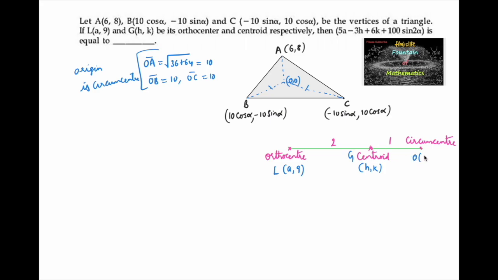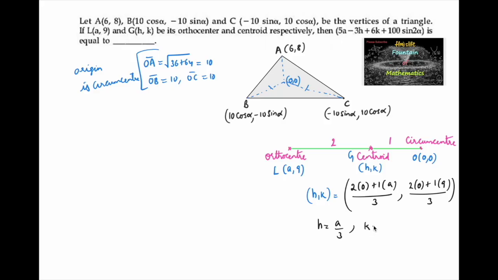So we can say the origin (0, 0) is the circumcenter, and we know that the centroid divides the orthocenter and circumcenter in the ratio 2:1. So from here we can write (h, k) is equal to (2 times origin plus 1 times A) divided by 2 plus 1, that is 3, comma, and again 2 times 0 plus 1 times 9 divided by 3. That is h is equal to a by 3 and k is equal to 9 upon 3, which is 3. Or 3h is equal to a, k is equal to 3.